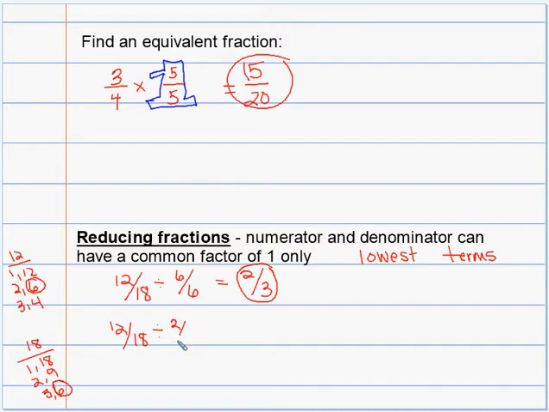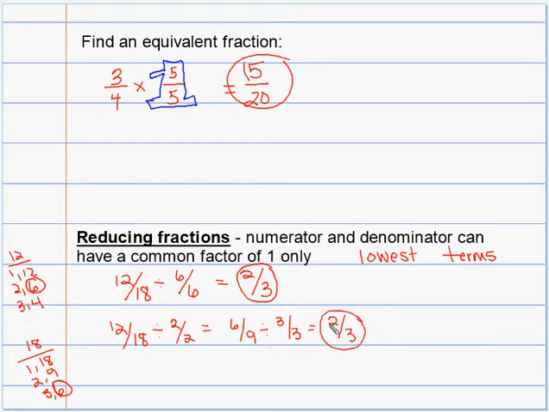So you can divide them both by 2. And 12 divided by 2 is 6. And then 18 divided by 2 is 9. And then you need to look at this fraction, 6/9, and decide, is the only factor that 6 and 9 have in common 1? Well, hopefully you can realize that we have a 3 in common. And so 6 divided by 3 would be 2, and 9 divided by 3 is 3.